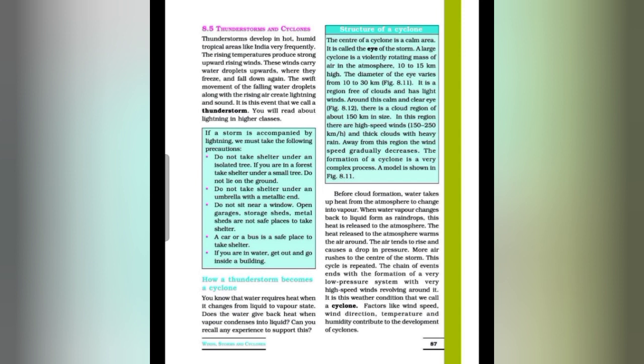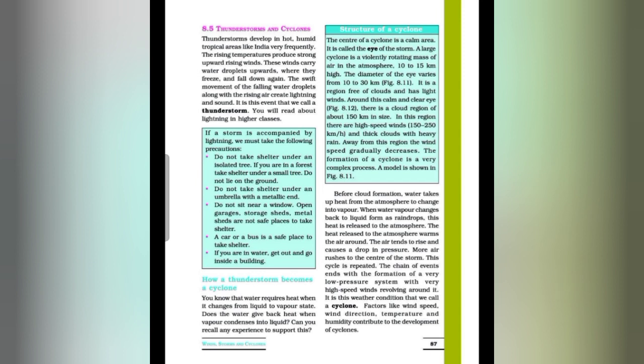Now we'll discuss the cyclone, and we have discussed the formation of a cyclone. Now we know the meaning of cyclone. A cyclone is a huge revolving storm caused by very high speed winds blowing around a central area of low pressure zone over the ocean. That is the cyclone. The formation of a cyclone is a very complex process. Factors like wind speed, wind direction, temperature and humidity contribute to the development of the cyclone. So the sun heats the surface of the ocean water.